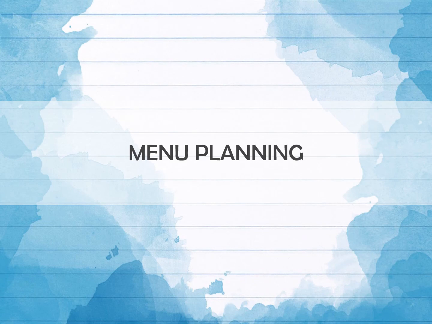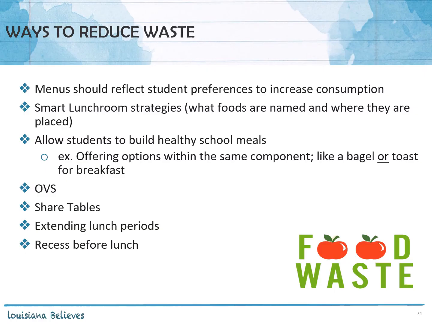Now let's discuss a few tips for menu planning. Here are a few suggestions on ways to reduce waste. 1. Menus should reflect student preferences to increase consumption. 2. You can also consider smart lunchroom strategies, such as strategic titling of menu items and where and how they are placed in the serving line. 3. You can allow students to build healthy school meals, such as offering options within the same component, like a bagel or toast for breakfast.